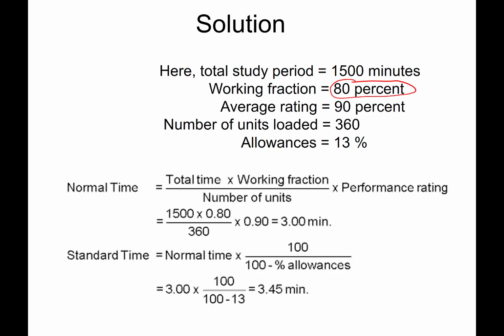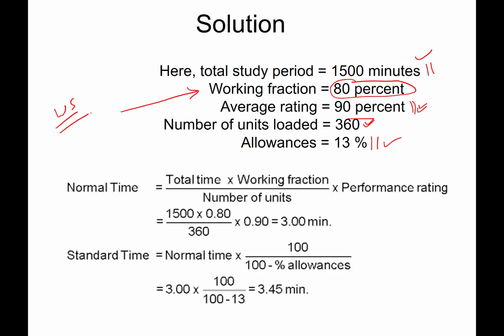You see, whatever we have seen, this is the period during which the study is being done. This is the total output. This is the policy allowance allowed. This is the observation made of the worker during the study. But whatever is the working fraction that is identified, this is determined from the work sampling.